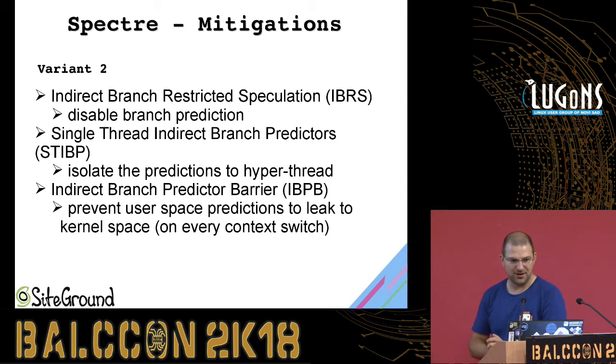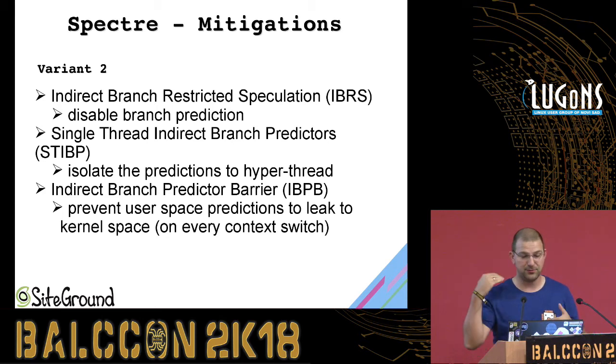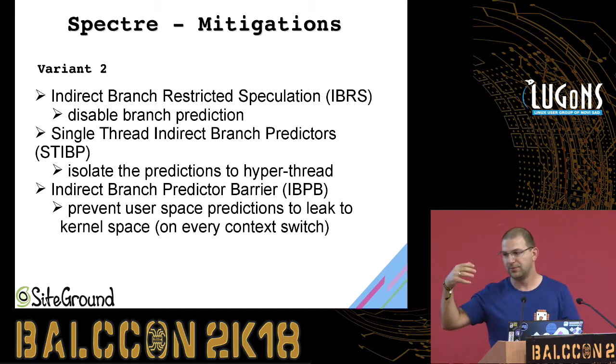So, yeah. With preventing predictions, you actually prevent user space predictions to leak inside kernel space at all. On every context switch, you now have to do predictions again.